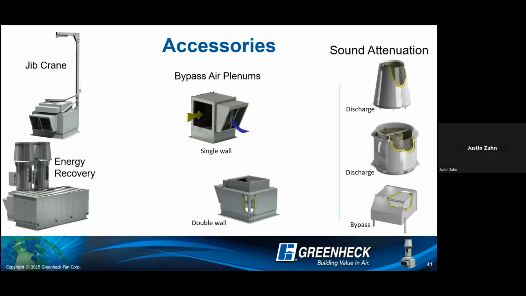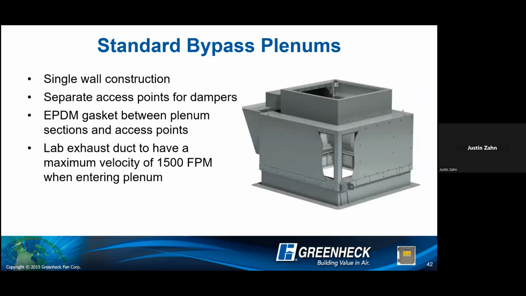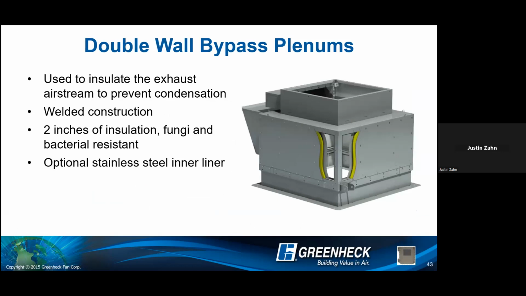So moving on now, for a couple of different accessories that you will see out here in the field. We'll start with your standard bypass plenum: single wall construction, separate access points for the dampers. Again, we talked about the removable side panels on here. The variation to this is going to be your double wall bypass plenums. This is used to insulate the exhaust airstream to prevent condensation. That's mainly the only use for it.